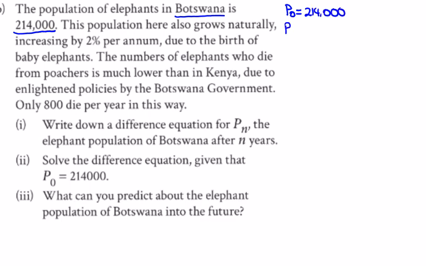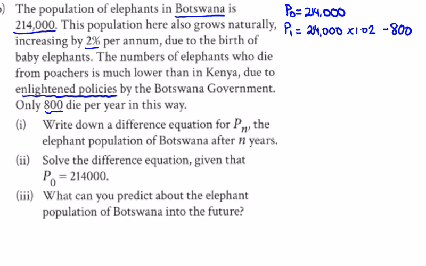So the population the next year, P1, will be 214 multiplied by the growth rate of 2% plus 1, by 1.02. And then only 800 die because of enlightened policies by this government. So we'll have to take away 800 to get what will be in year 1.